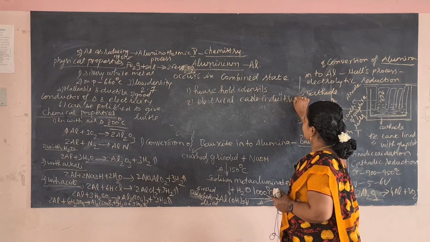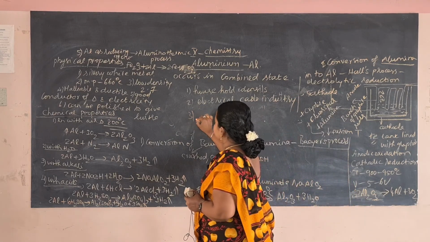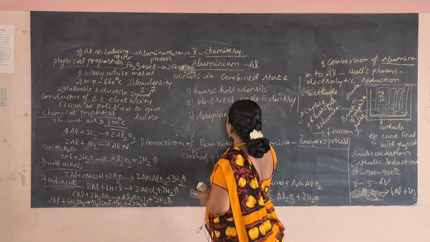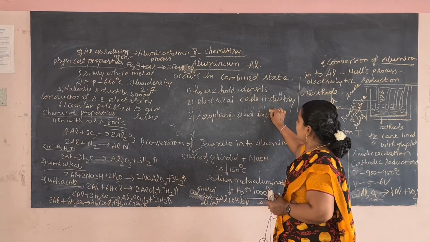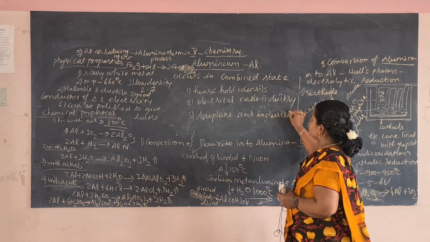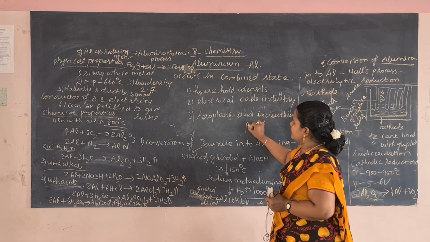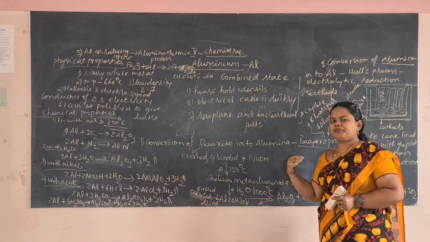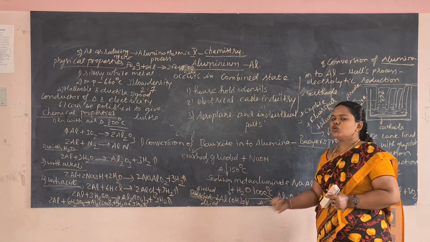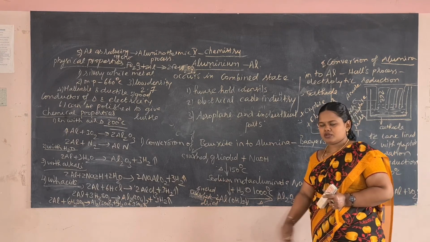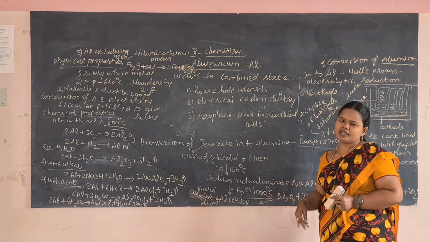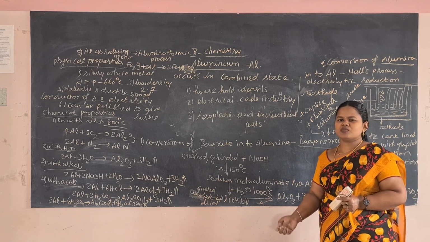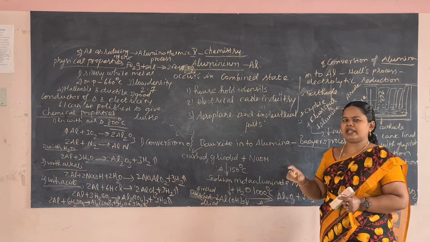Then in making aeroplane and industrial parts. This aluminum alloy is used to make aeroplane and industrial parts. So what are the alloys that can be made? Duralumin, magnesium, you will study later. This duralumin and magnesium are alloys of this aluminum. What is an alloy? It is a homogeneous mixture of 2 or more metals, or a metal and a non-metal.